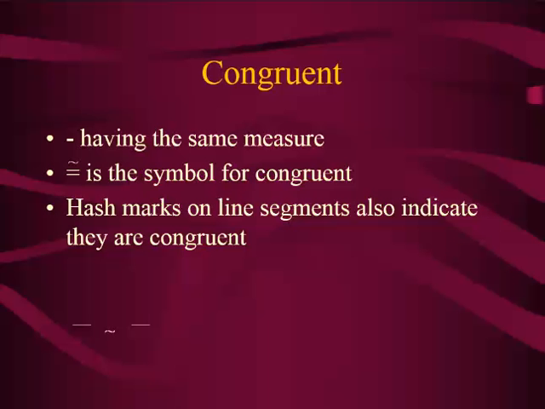And we also indicate it by putting hash marks on line segments to indicate that they are congruent. So let's say I had a triangle like so, and I wanted to indicate that this side was congruent to this side, I would put the 2 hash marks. If they're marked the same, it means that they are congruent to each other.